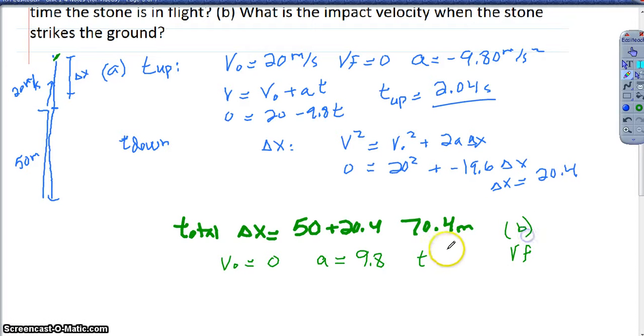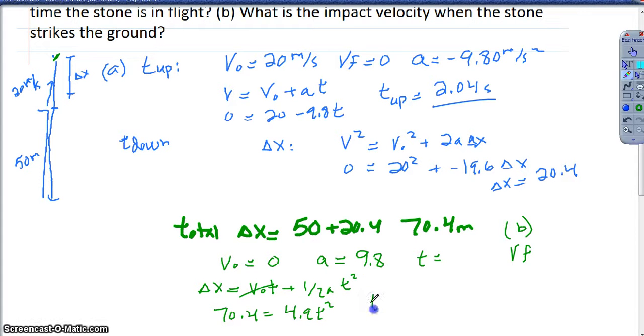For part A we need to finish that out first by finding the time. Hopefully that's not too bad. We can just do delta x equals v0t plus 1/2 at squared. At the top of the path v0 is 0, so 70.4 equals 1/2 times 9.8, so 4.9 t squared, and solving for that I get the time it takes to go down: 3.79 seconds.